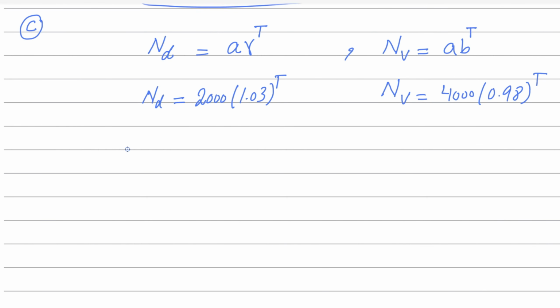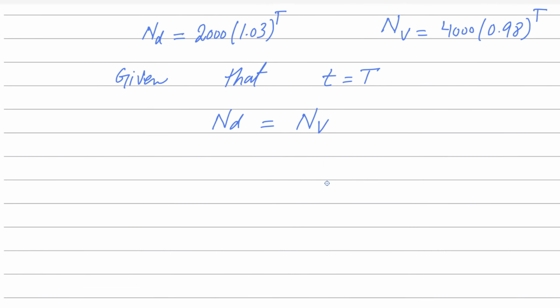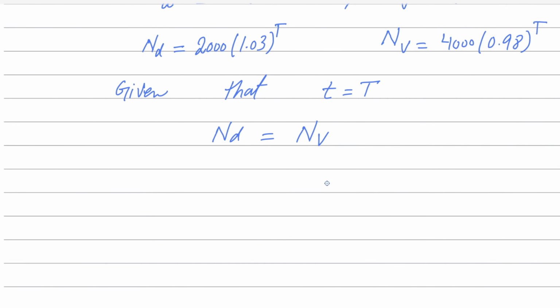It is given in the question that when t equals capital T, the number of dormice is equal to the number of voles. Just use these values over here, so you get 2000 into 1.03 power T, and on the right side plug in the value for this one. You get here 4000 and 0.98 power T. This will be cancelled with this one. For sure you will get 2 here.